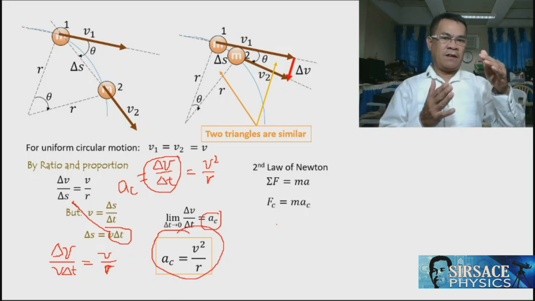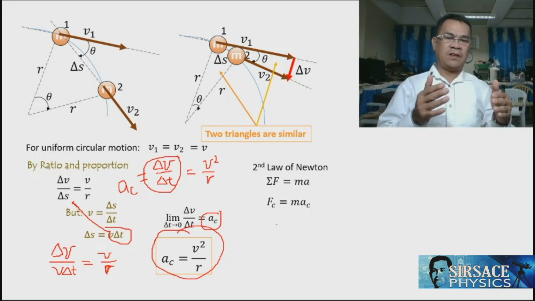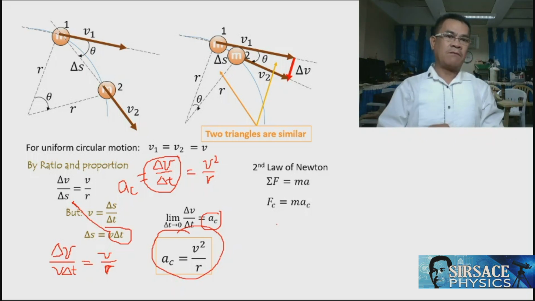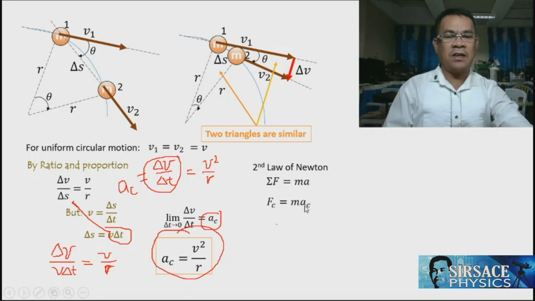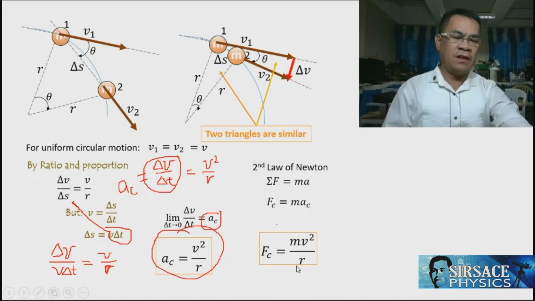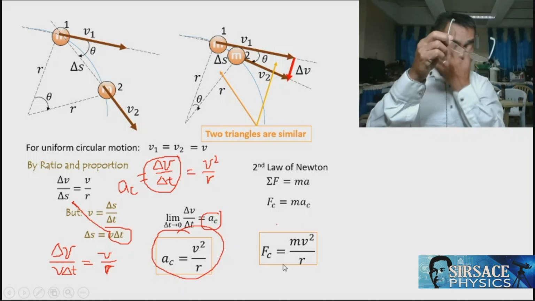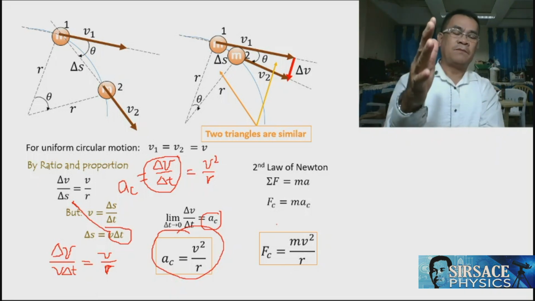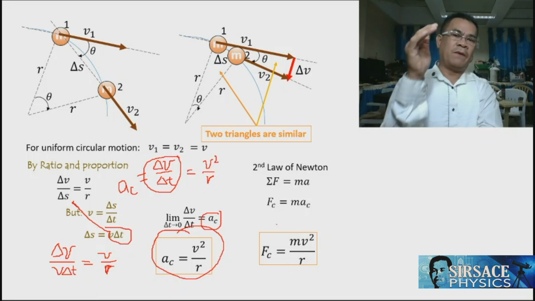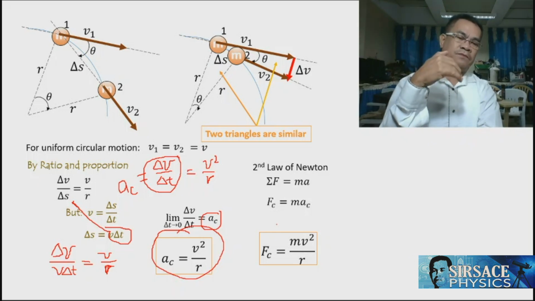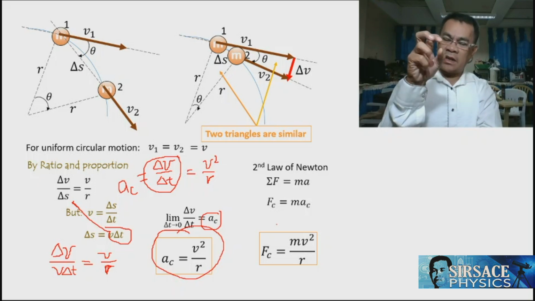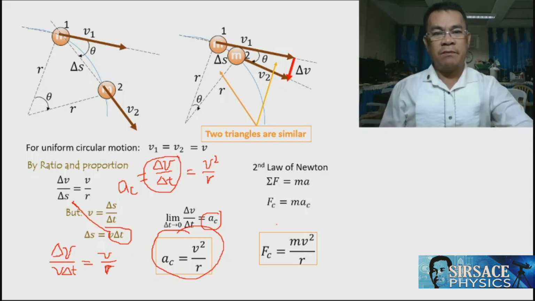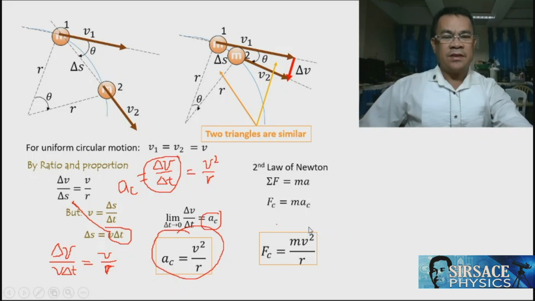So the requirement in order to make a turn is that we need a force, and that force is the centripetal force. Now, if we substitute the centripetal acceleration here, the result is mv squared over r. This is now the important formula, which means that the requirement for an object to make a turn in a curve with radius r is that the centripetal force equals the mass of the moving object times the square of its velocity divided by the radius.